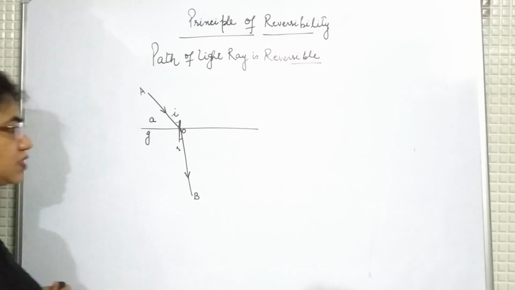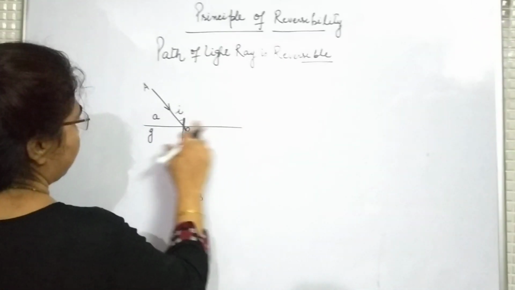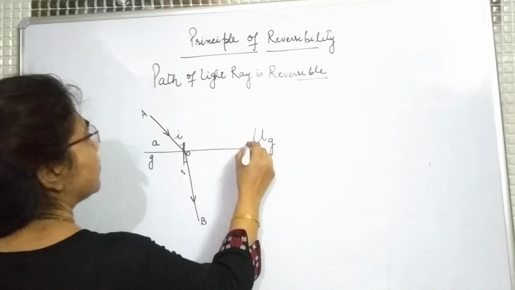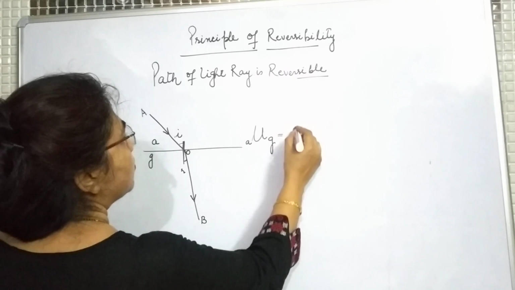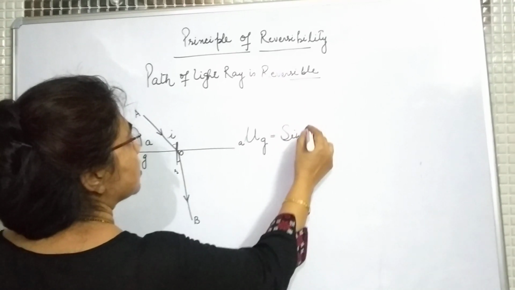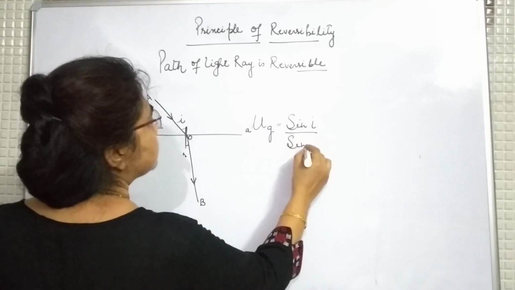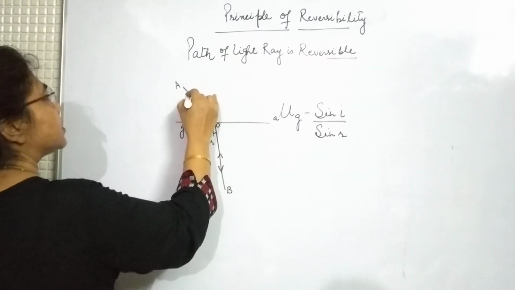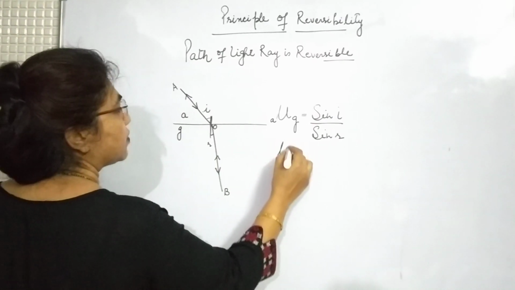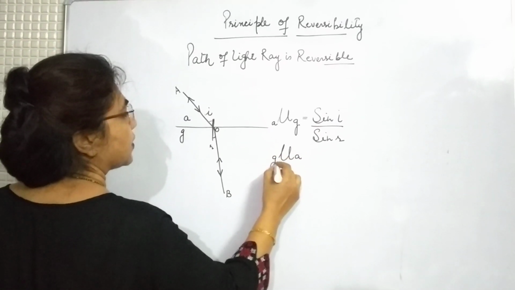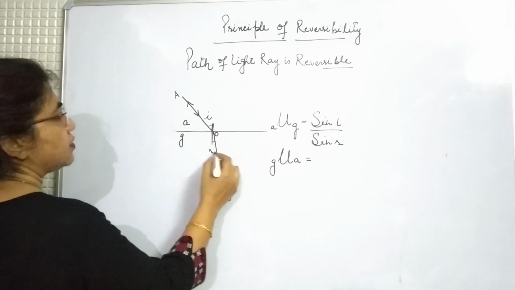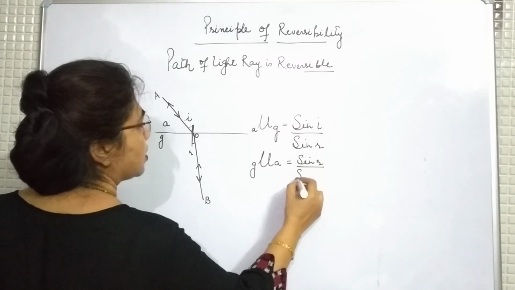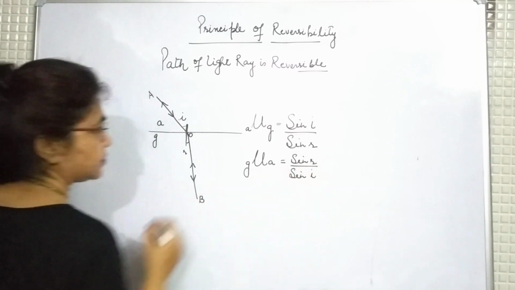So what is the use of this? Suppose first a light ray travels from air to glass. So we will find the refractive index of glass with respect to air. The formula you know, Snell's law, sin i upon sin r. But now the light ray travels from glass to air along the same path. So now we will find the refractive index of air with respect to glass. So firstly, what was in the numerator, that will come at the bottom, sin r upon sin i.